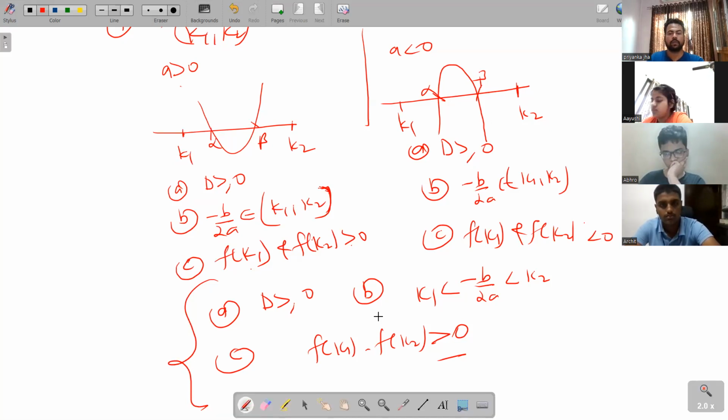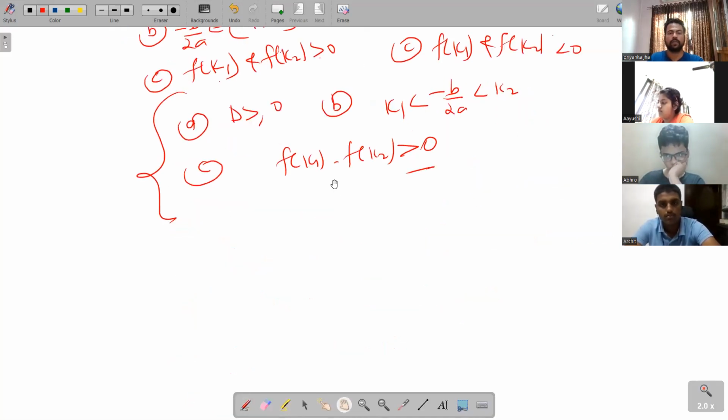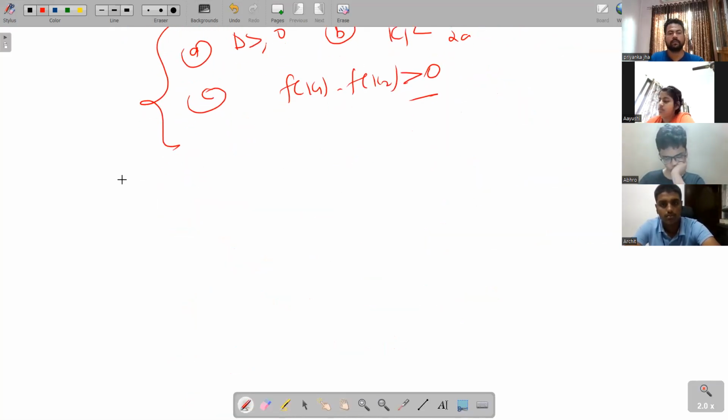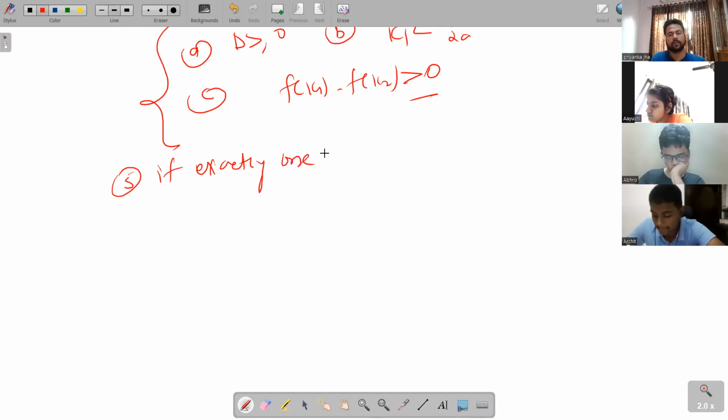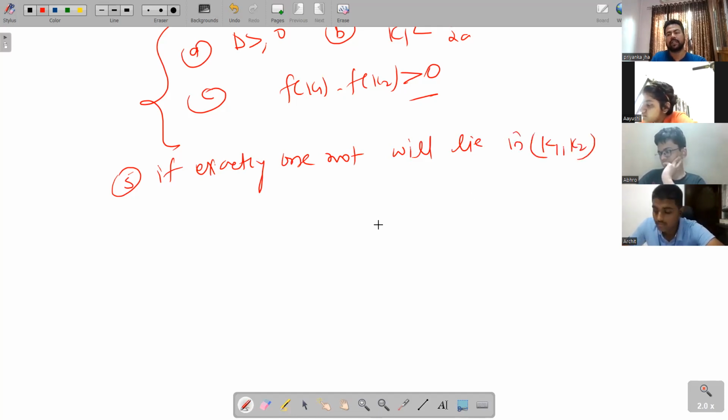Now, the fifth case is, if exactly one root will lie in the interval K1 and K2 exactly. So see, if A is positive, if A is negative.